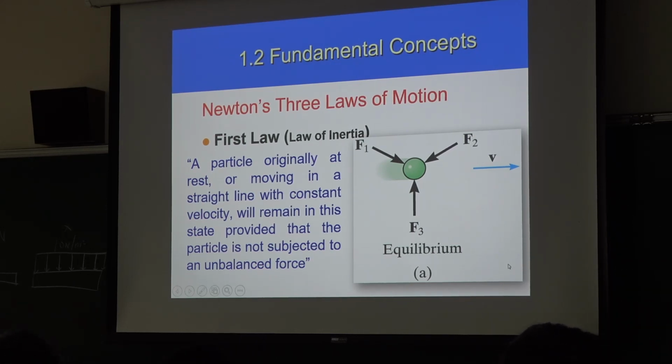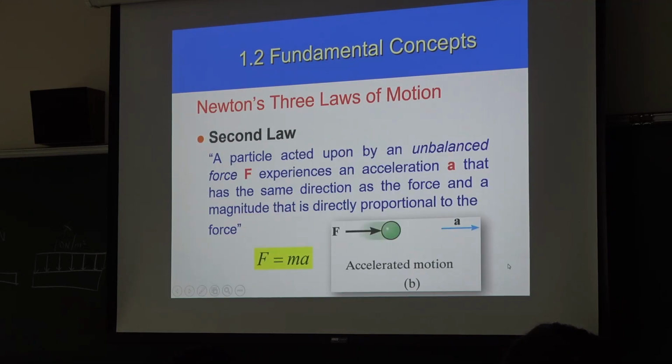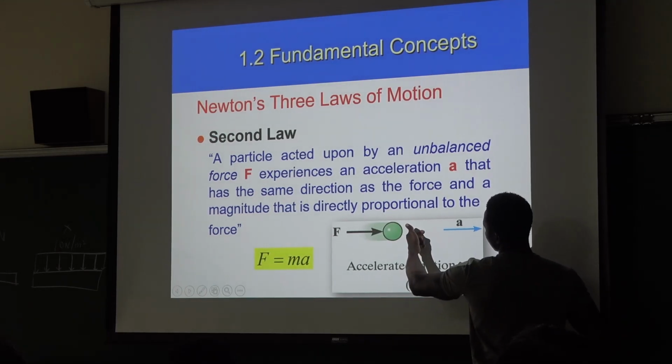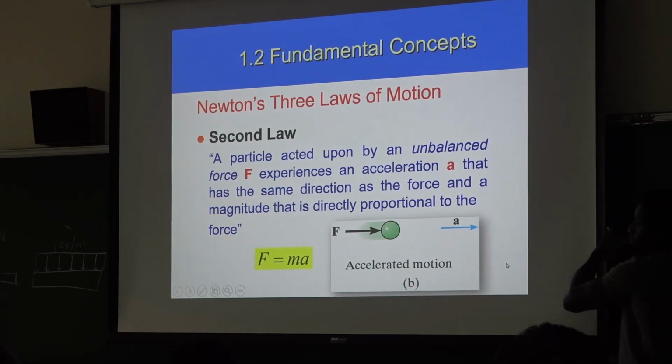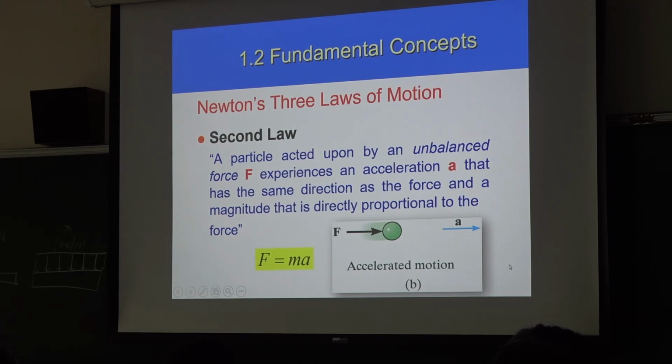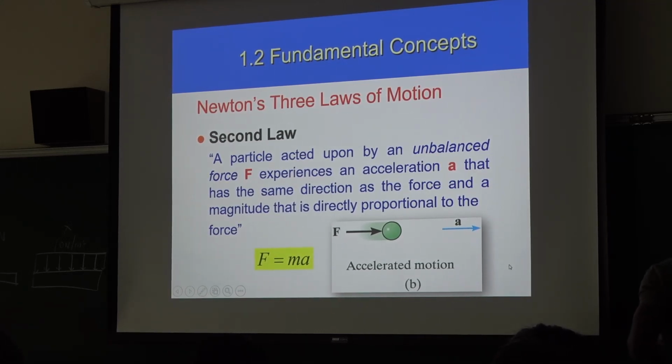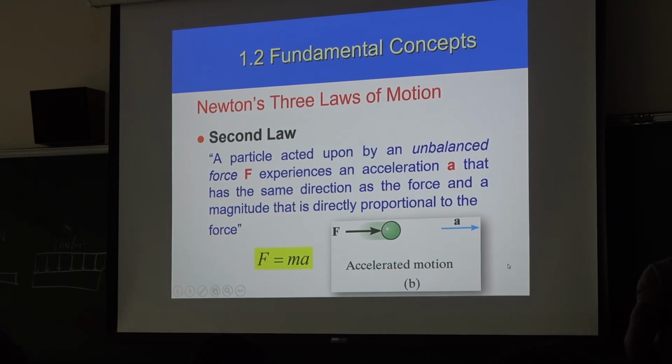And this is why the second component here is also very important. That is the second law. A particle acted upon by an unbalanced force experiences an acceleration that has the same direction as the force and a magnitude that is proportional to the force. So here, this is the particle, you have a force, and then the force hits this particle, so the particle will move in the direction of the force. So this is why we have F is proportional to a, and then F is equal to ma.